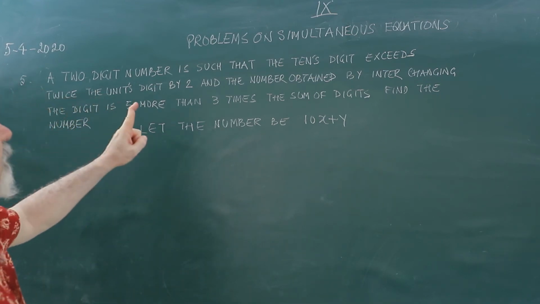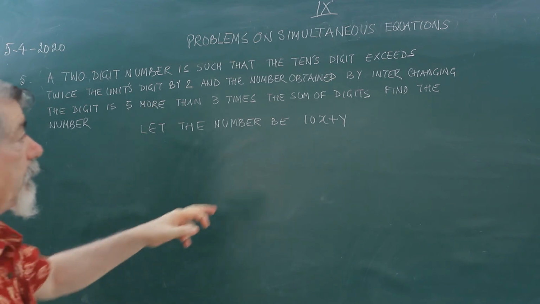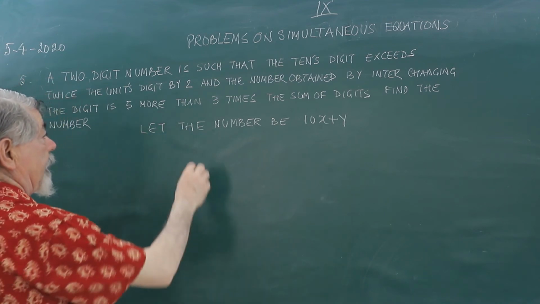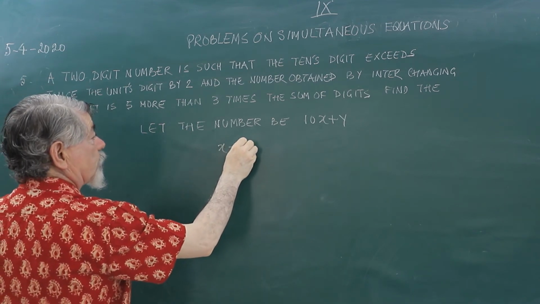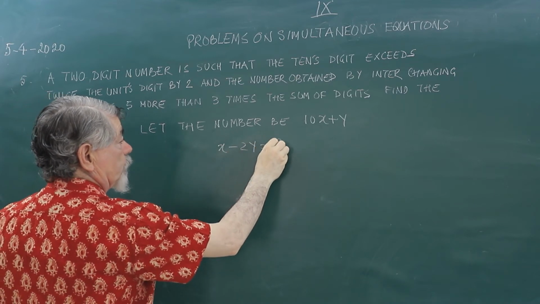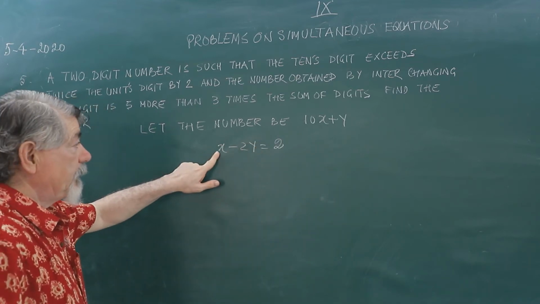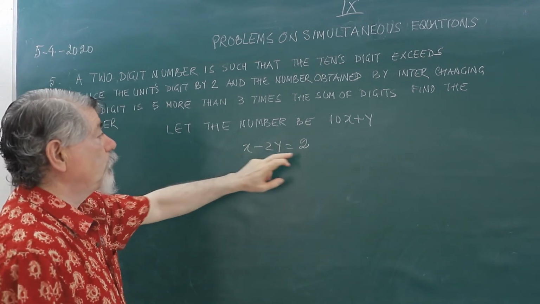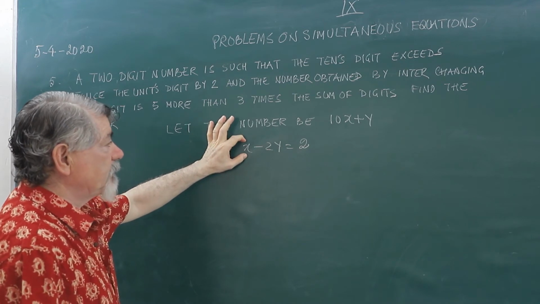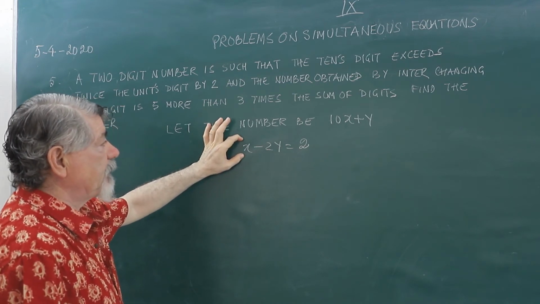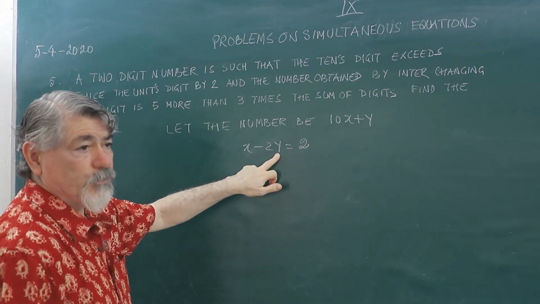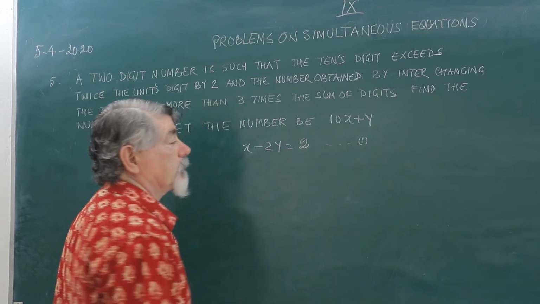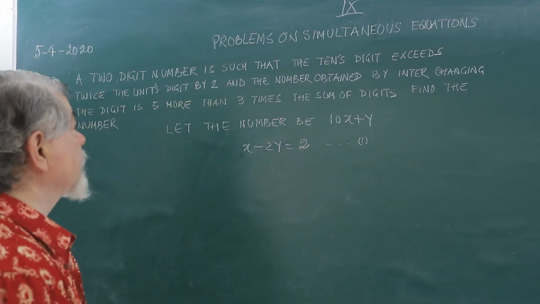A 2-digit number is such that the tens digit, what is the tens digit? x, exceeds twice the unit digit by 2. That means the difference between the tens digit and double the unit digit is 2. That is equation 1: x minus 2y is equal to 2.